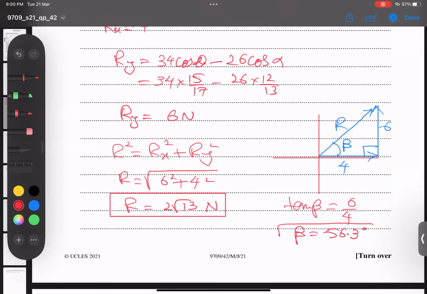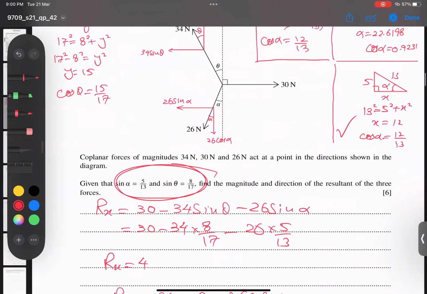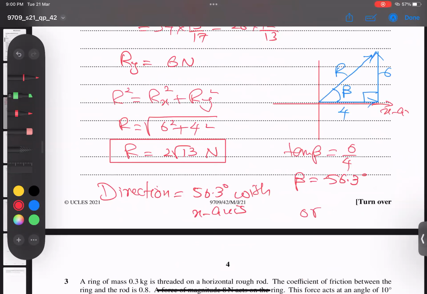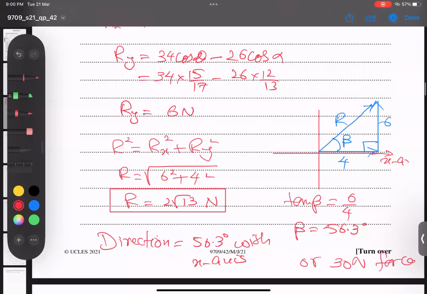This is the angle. But what is the direction? Direction starts always from the x-axis. So I'll say here direction is that. So direction is what here? 56.3 degree with the x-axis. Or what is this force? 30 Newton force. So with the x-axis, or with the 30 Newton force. So you can write any one, okay? And I hope the point is very, very clear.